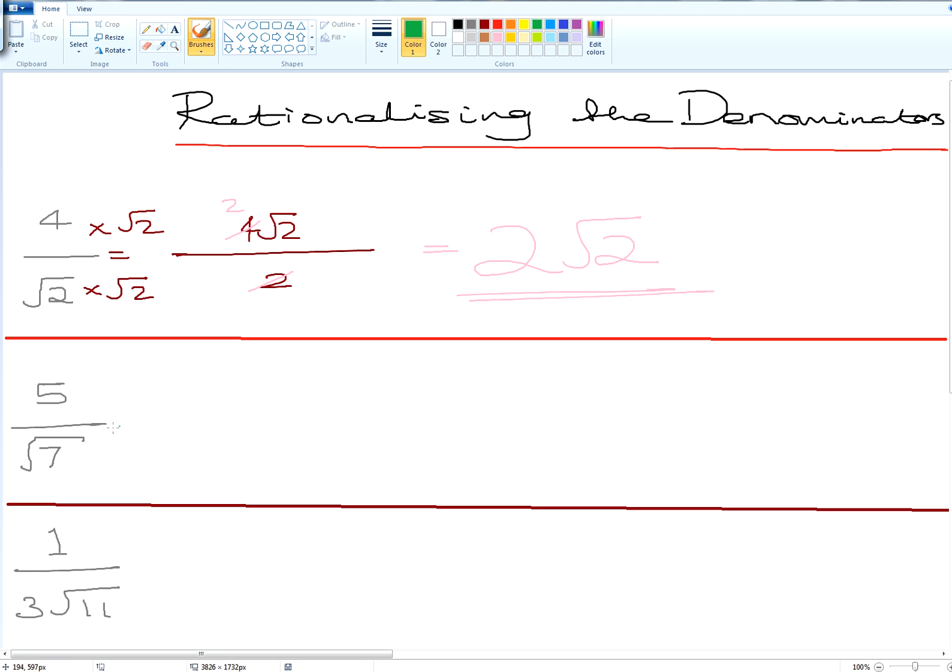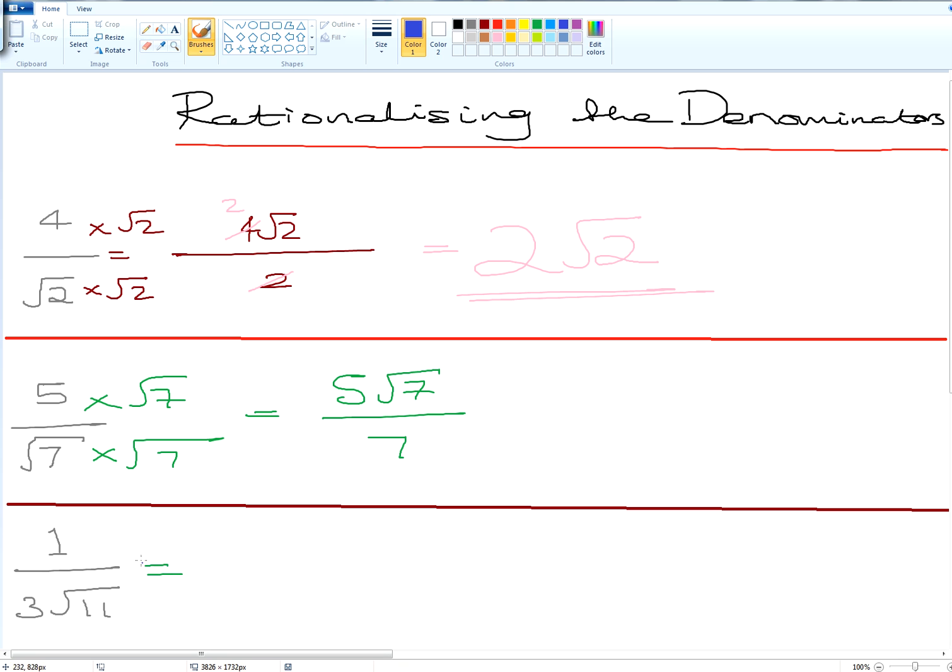Now 5 over root 7. This is the fraction here. We want to rationalize the denominator, the bottom number. So the way to rationalize root 7 is to multiply it by itself. What we do to the bottom, we must do to the top. So we simply get on the top 5 root 7. And on the bottom we get root 7 times root 7, which will give us 7. Now can we do anything further with this question? No. So we leave it there. The next question.